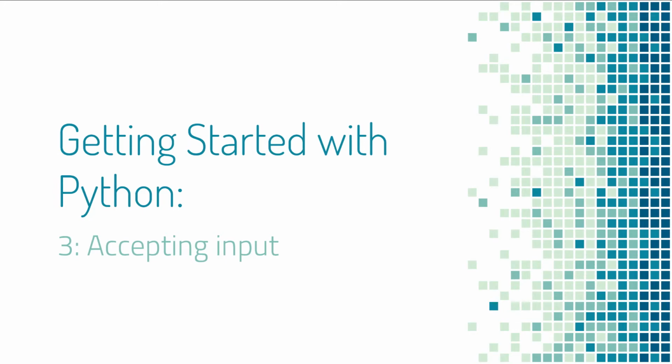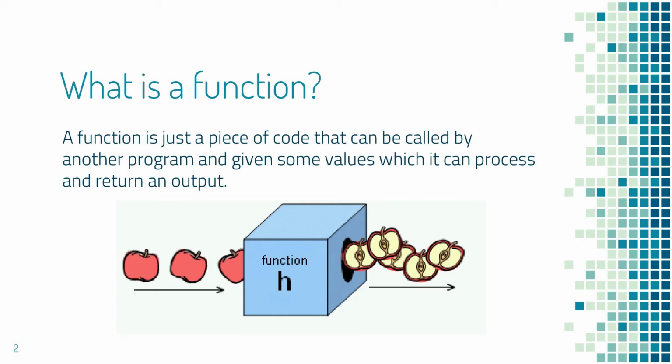Now let's see how to take input from the user in Python through the terminal. To take input, we can use the input function. The input function is built into Python and can take input through the terminal. Just a side note, a function is just a piece of code that can be called by another program and given some values which it can process and return an output. For example, when we write the print function, Python executes a piece of code stored in it that displays our values, and the values that we pass into any function through brackets are called arguments for that function.